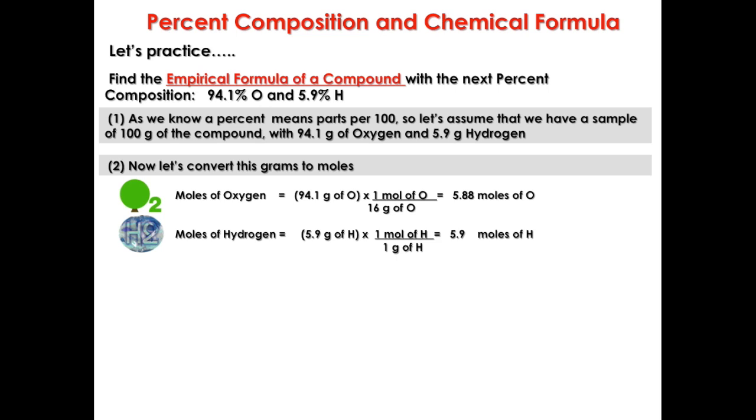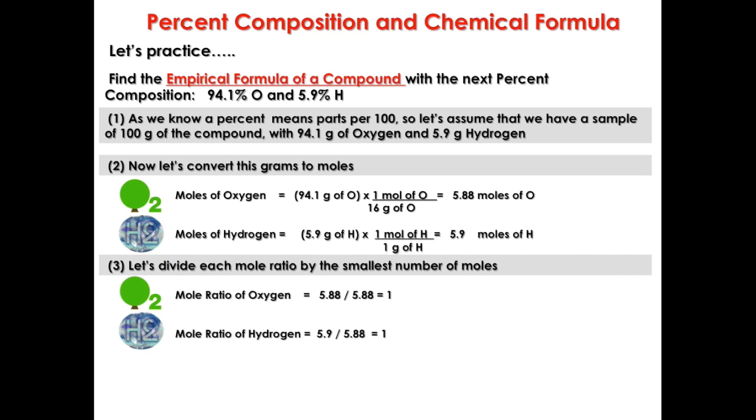Step 2. We need to convert these grams to moles. So, as we learned, the moles of oxygen will be the amount of oxygen times 1 mole of oxygen divided by the molar mass of oxygen, that is 16 grams. That will give us 5.88 moles of oxygen. For hydrogen, we will do the same. The 5.9 grams times 1 mole of hydrogen divided by 1 gram of hydrogen, that is the molar mass. That will give us 5.9 moles of hydrogen.